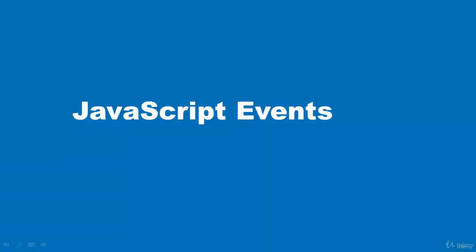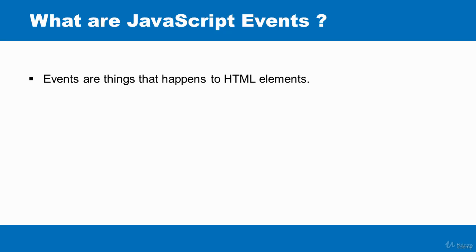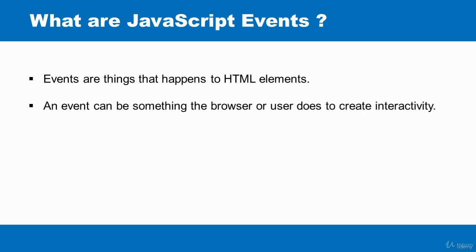I'll be introducing you to JavaScript events. What are JavaScript events? Events are basically things that happen to HTML elements. For interactivity to occur on a website, events need to happen to create that interaction. An event can also be referred to as something that the web browser or the user does to create interactivity.